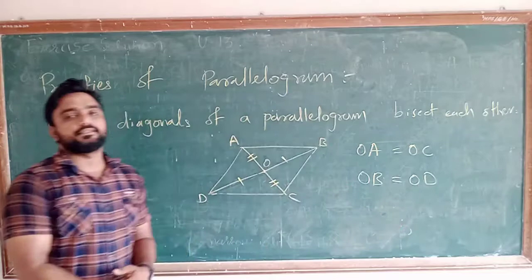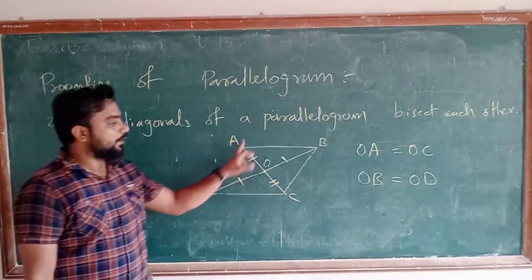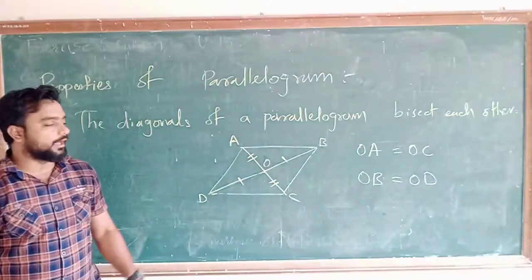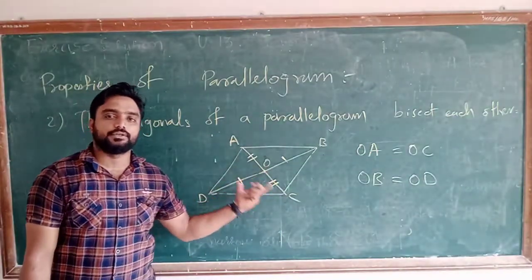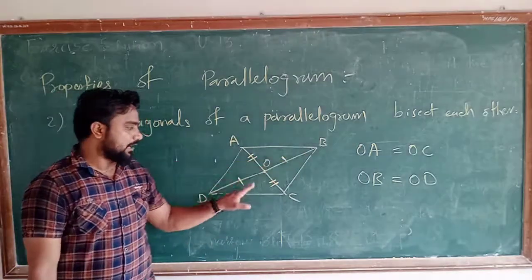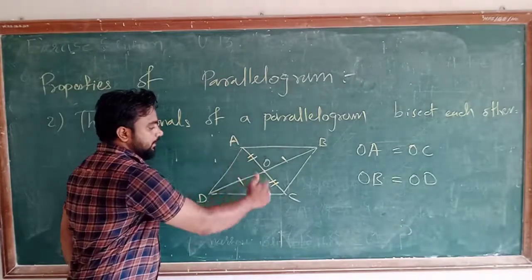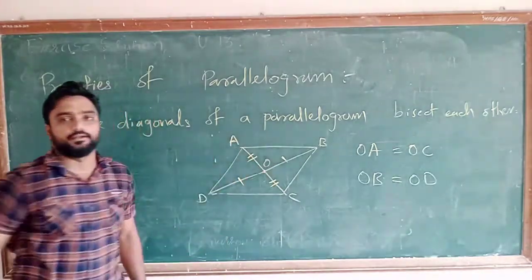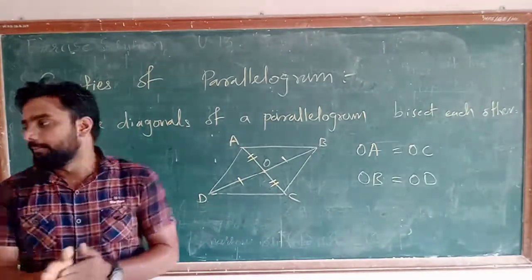So this is the second property of a parallelogram. That means what? When two diagonals of a parallelogram intersect with each other, they bisect each other also. Means जो भी diagonal है, दो diagonal जहाँ intersect करेंगे, वहाँ हर एक diagonal के दो equal part बन जाएंगे. Understand or not? Okay. So this is the second property of a parallelogram.